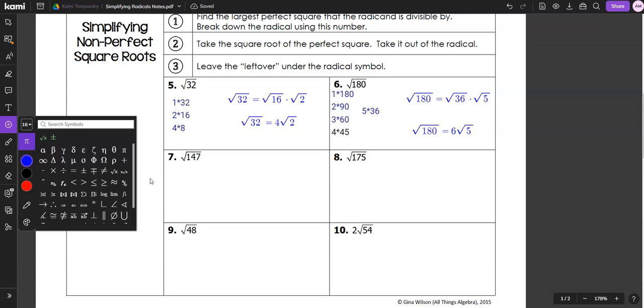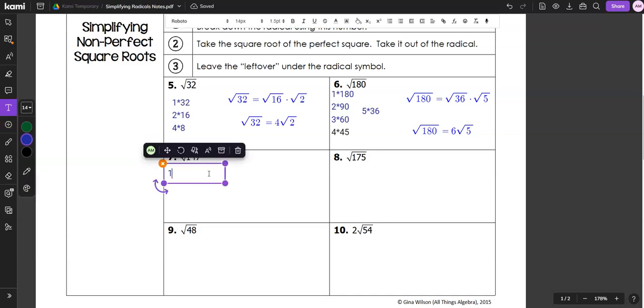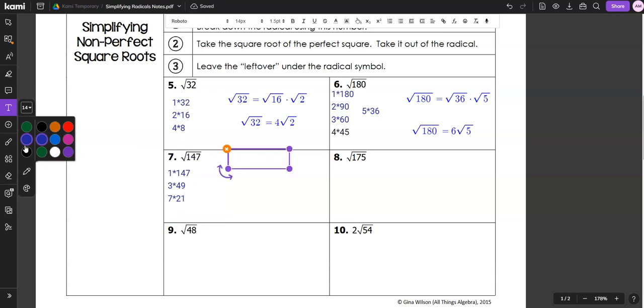All right, now we're moving on to the square root of 147. First, we're going to list our factors. So we have 1 times 147, 3 times 49, and then 7 times 21. And 49 is our highest perfect square. In fact, it's our only perfect square.